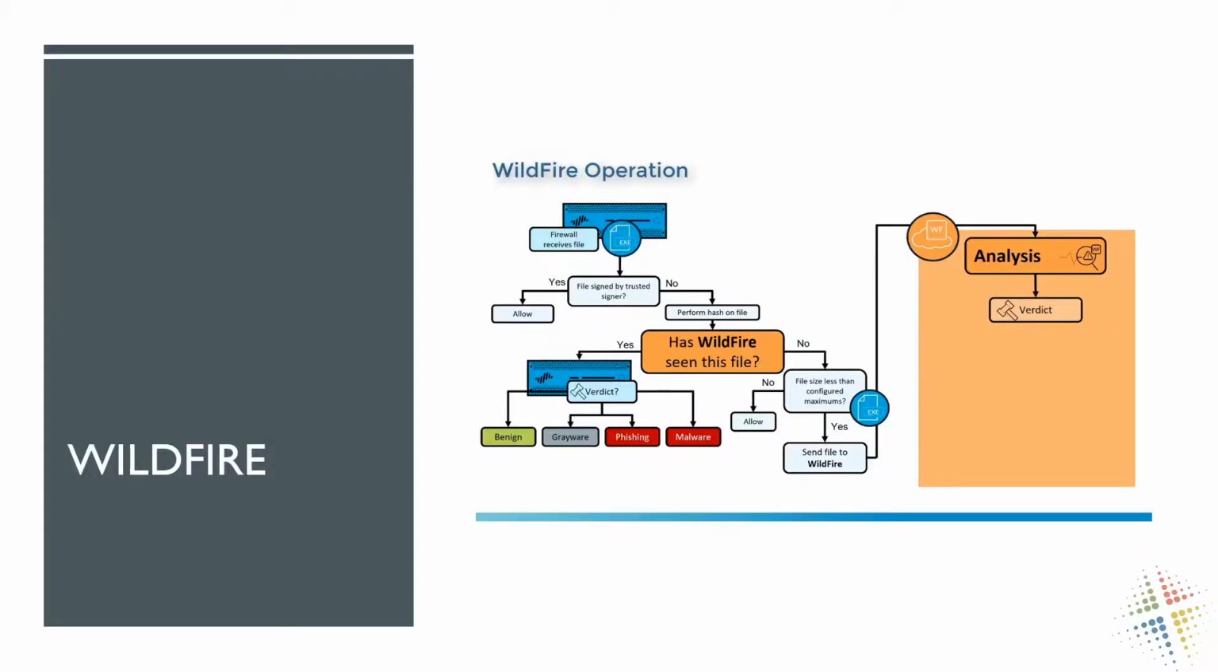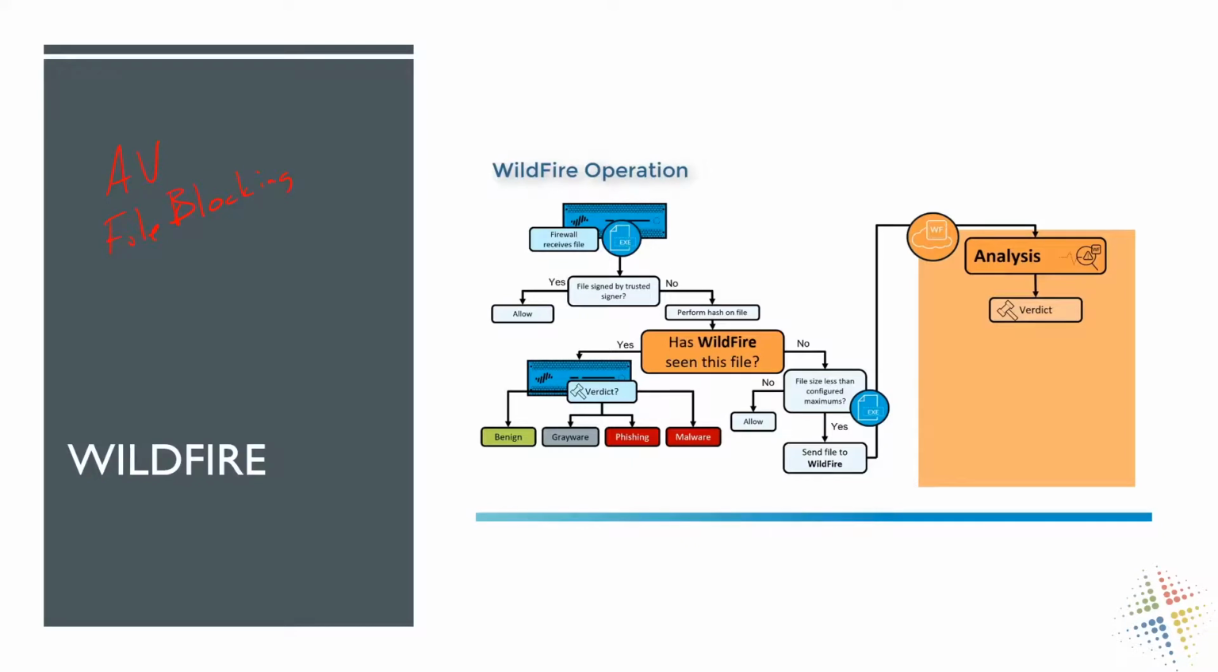So we start off talking about WildFire. Now, in a previous video, we talked about how we had antivirus in our environment and how the antivirus policies were able to look at our files that are being downloaded on our network, scan them for possible viruses, and then either allow or reject them. Along with that, we also had file blocking policies that allowed us to permit or deny files based on the file type.